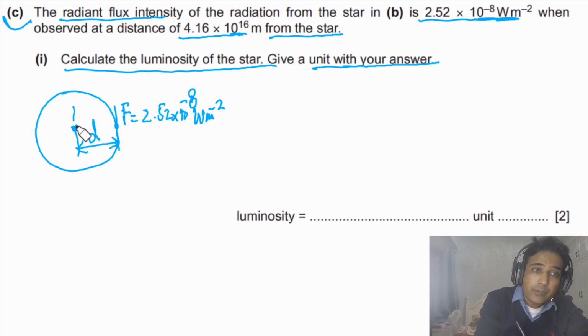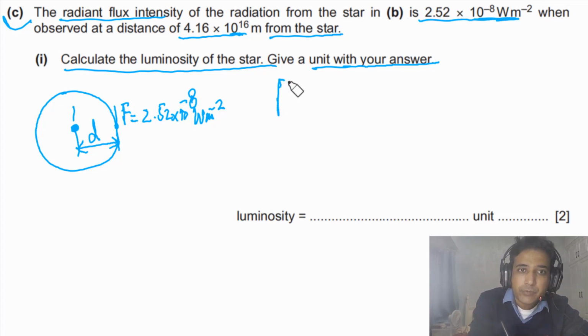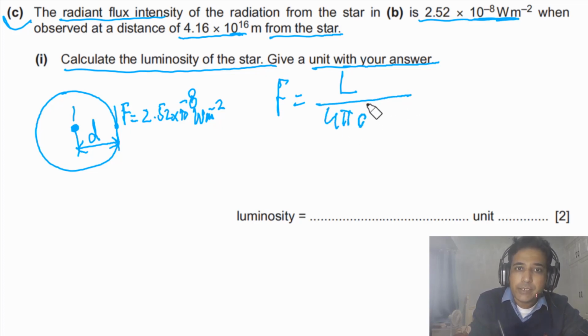And we need to find out what is the luminosity of the star, meaning the power of the star, the emitted power of the star. We have to find that out. So for that purpose, we can say F is equal to the luminosity of the star divided by 4 pi d squared.